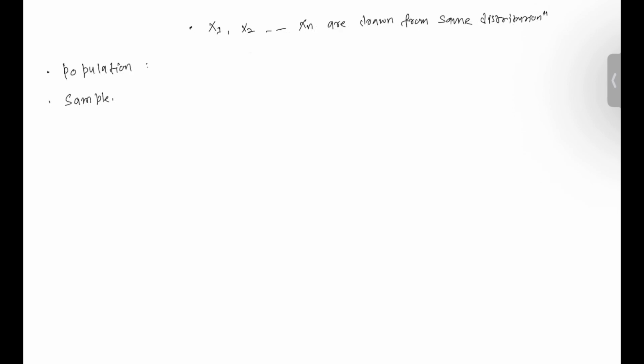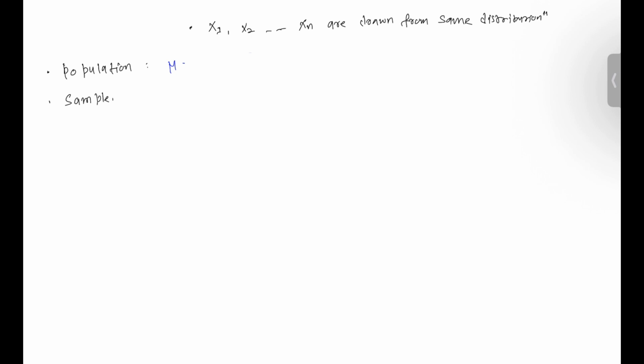Now let's move further. Since the underlying distribution of this population is not known to us, we want to estimate the mean of the population. Let's denote this mean as mu. This mu is the mean of this population, and we do not know the underlying distribution of this population. So we want to estimate the mean of this population.